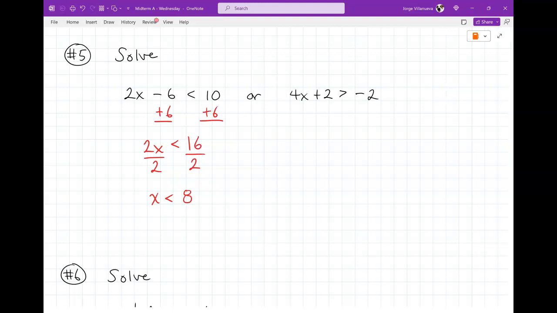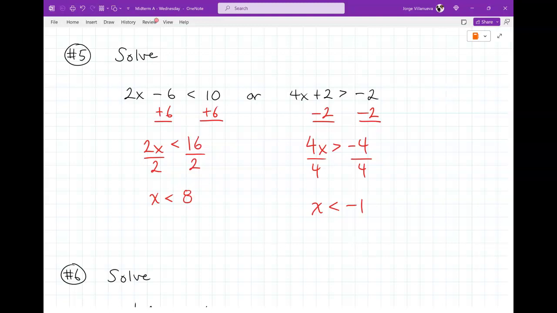Now let's look at the other equation. For that one, we're going to subtract 2. So that's 4x greater than -4. And then I'm going to divide both sides by 4. Now, for a lot of people, this is what I saw as their answer. Now, be careful because that's not right.